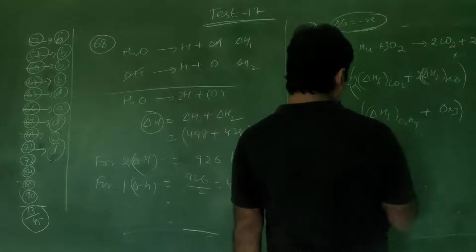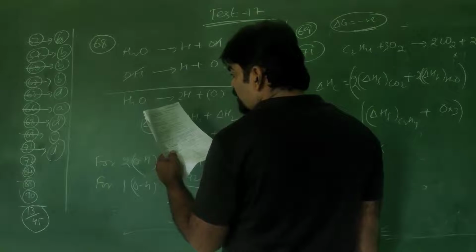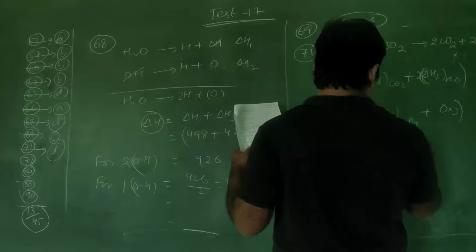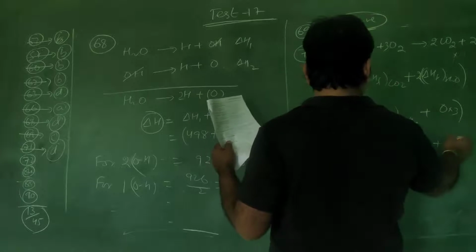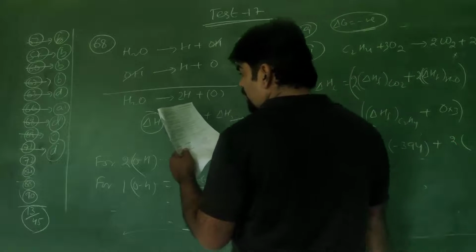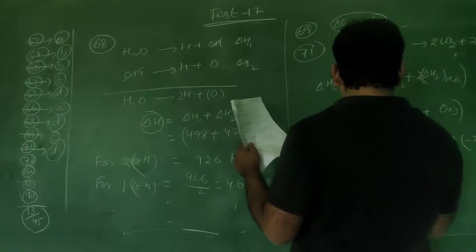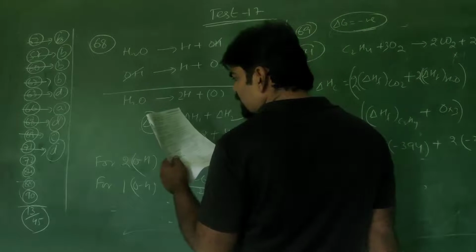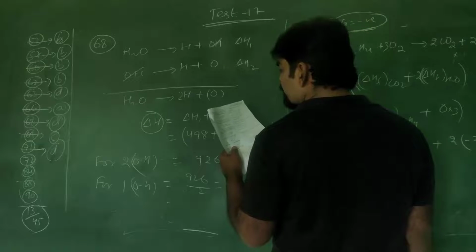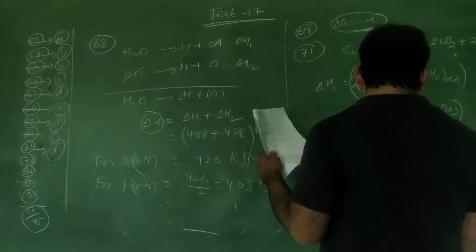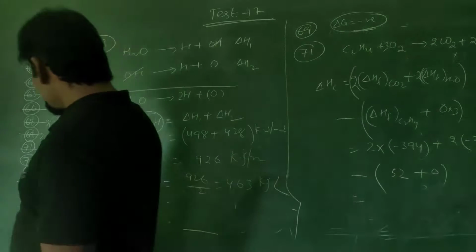value you will get 2 into enthalpy of formation of carbon dioxide. Enthalpy of formation of carbon dioxide is minus 394. Alright, this is the value, plus 2 into enthalpy of formation of water, and enthalpy of formation of water is minus 286. Okay, minus this value is given, C2H4, enthalpy of formation of C2H4 is 52, plus 0. So solving this, you will get the value, no problem. This is question number 71.